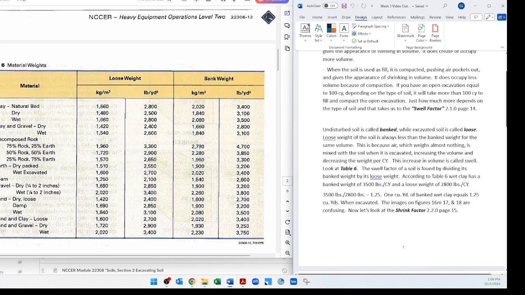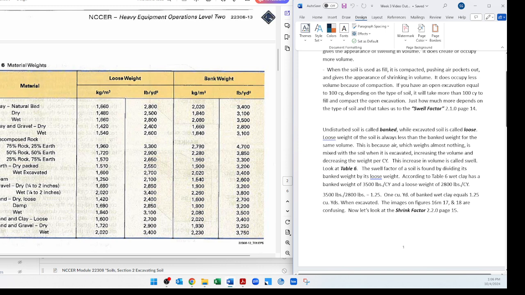Increasing the volume, table 6, the swell factor. According to table 6, wet clay has a bank weight of 3,500 and a loose weight of 2,500 pounds per cubic yard. So we would take 3,500 divided by, and the swell factor for wet clay is 1.25. So if you're digging out wet clay, when they lay it on the ground, it's going to increase by 1.25, which is 125%, if there is such a thing.